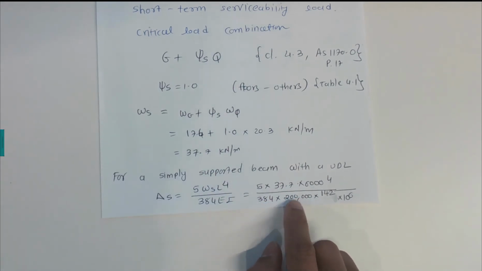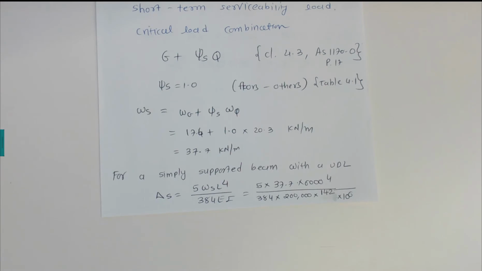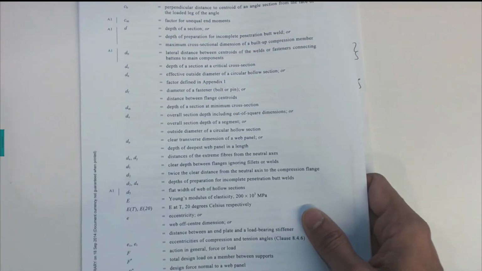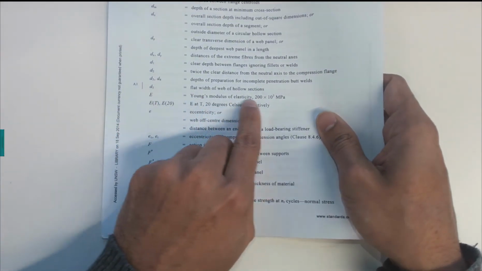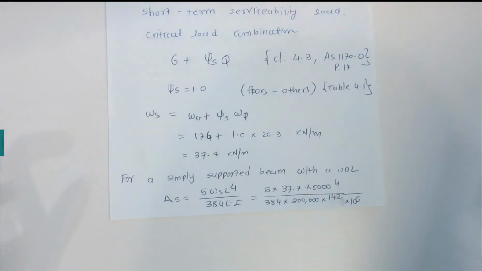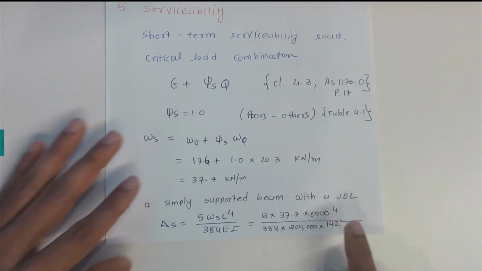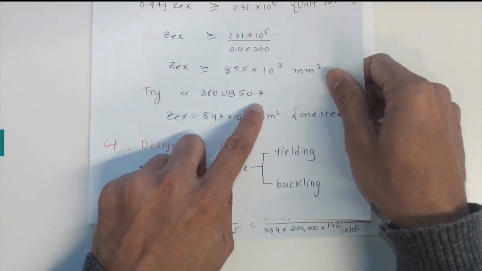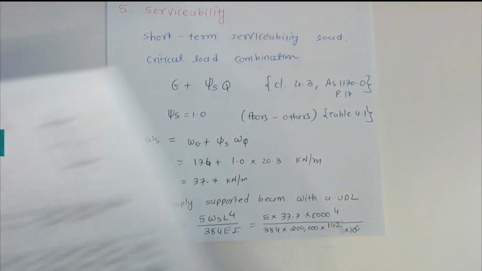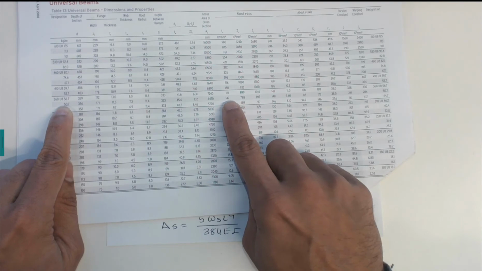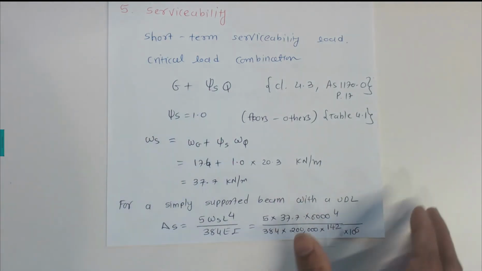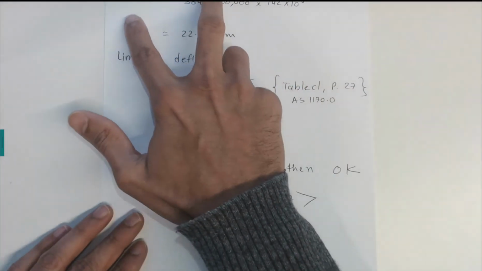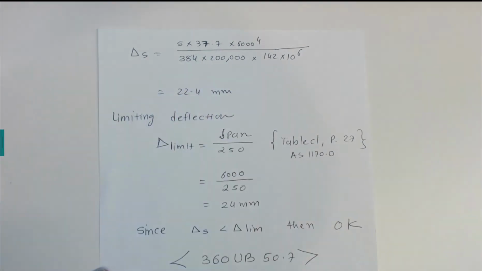This E is the Young's modulus of steel, which comes from the Australian standard, page number 40 of AS 4100. It is 200 times 10 to the power 3 megapascals. And for I, for this beam we selected 360 UB 50.7, so we need the Ix value, which is 142 times 10 to the power 6. Writing out this deflection equation gives 22.4 millimeters.